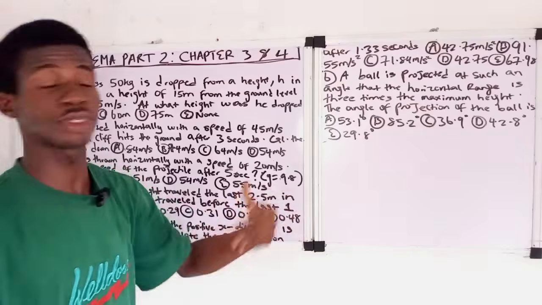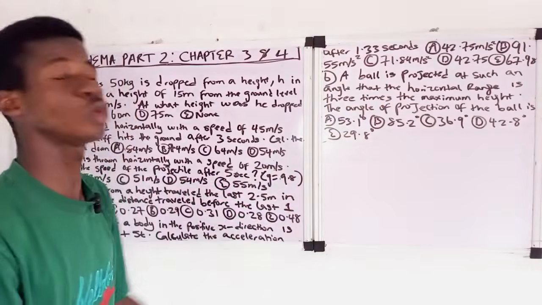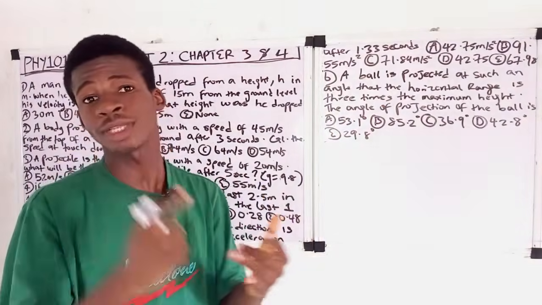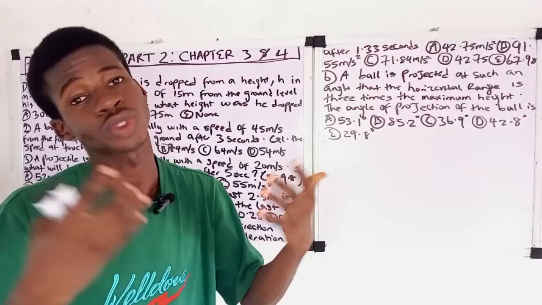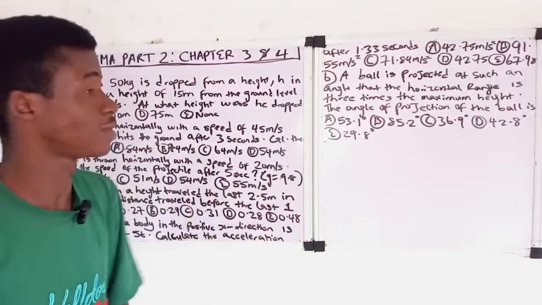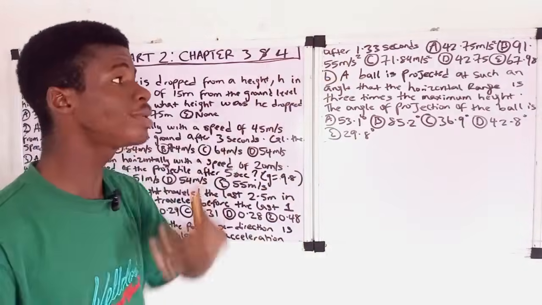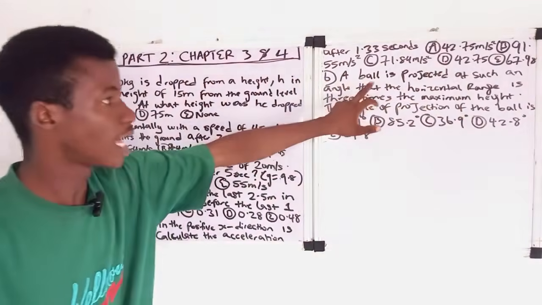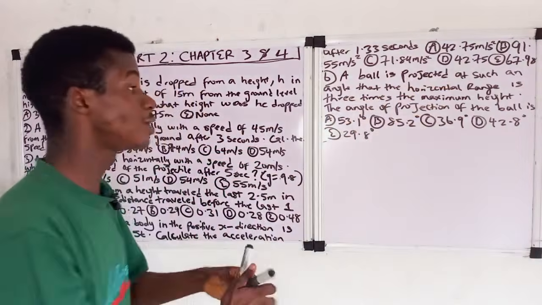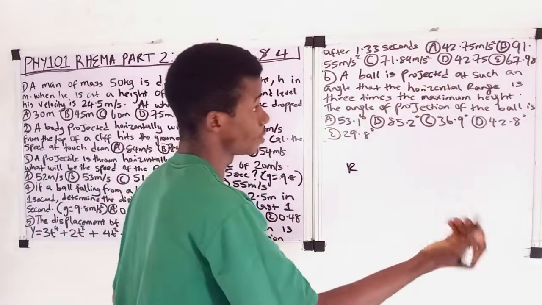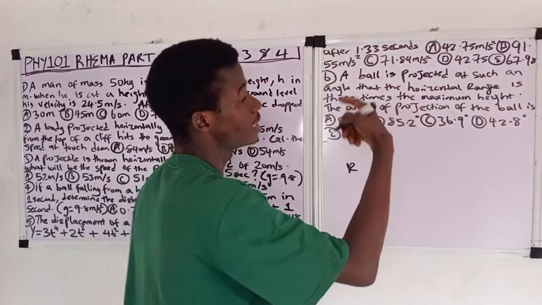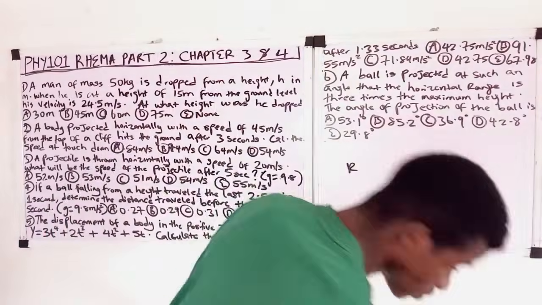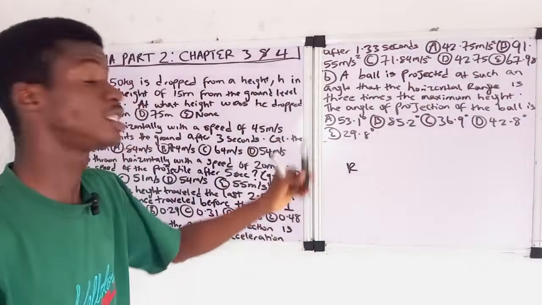They said, "Hey boys, this question is coming out from Projectile." Please take note of all these questions, because the reason I'm telling you to take note is to know how to solve them. It's very important. A ball is projected at such an angle that the horizontal range is 3 times the maximum height. The angle of projection of this ball is, so the answer here is 53.1 degrees.